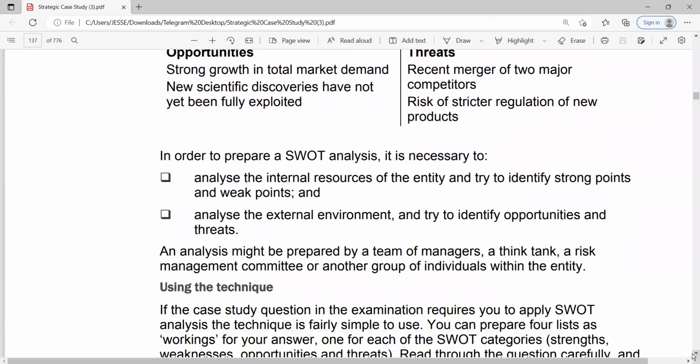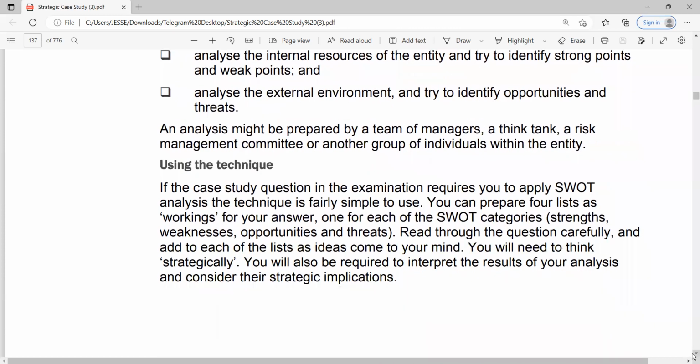In order to prepare a SWOT analysis, it is necessary to analyze the internal resources of the entity and try to identify strong and weak points. Analyze the external environment and try to identify opportunities and threats. So when you are doing a SWOT analysis, you are analyzing both the internal environment and the external environment. Very, very important.